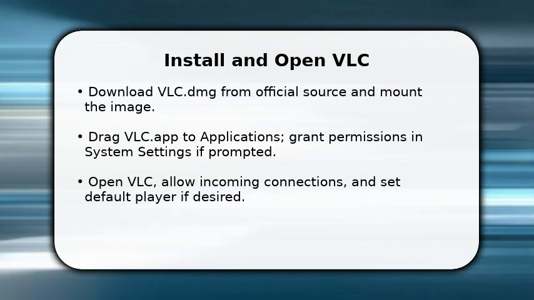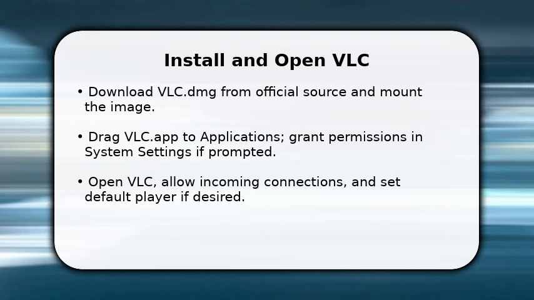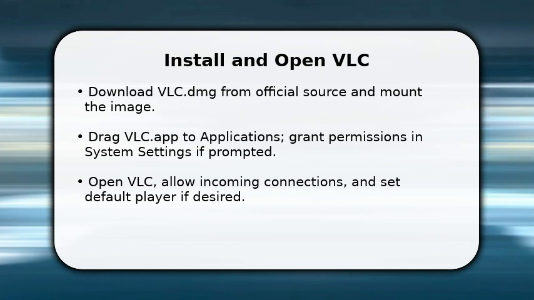Once done, open VLC and accept any network or accessibility prompts. These enable streaming and keyboard shortcuts. Make sure you set VLC as the default player for common formats to streamline future playback. This first step prepares the app so you can focus on playback and conversion without interruptions.